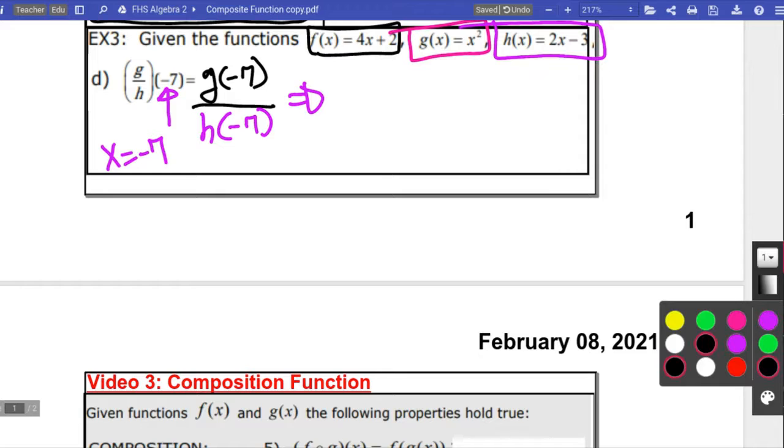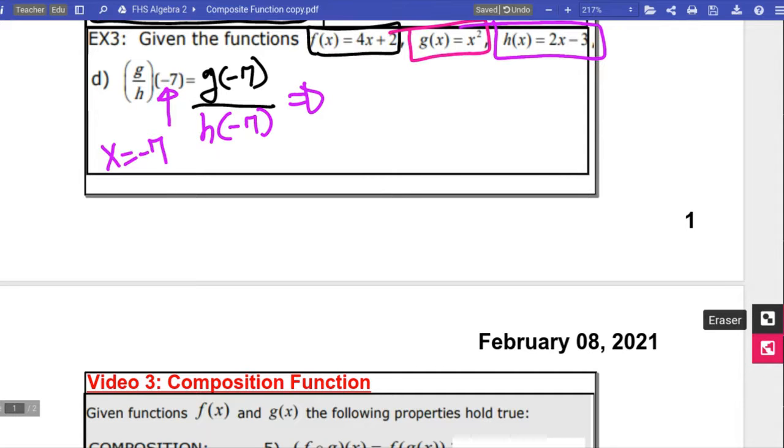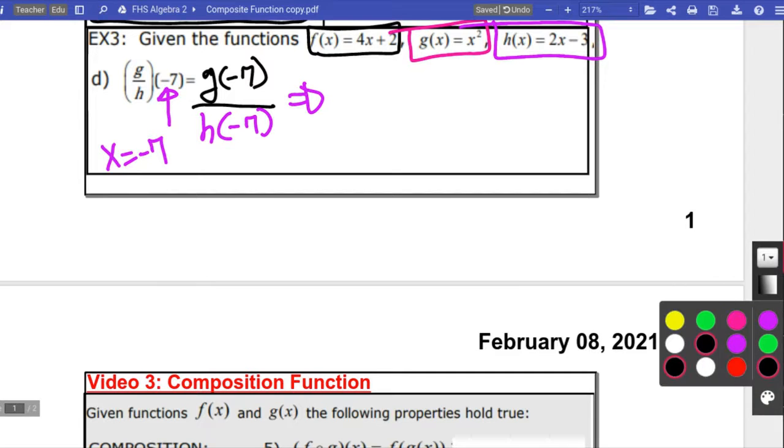Let's put that to work. g of negative 7 is actually, why am I writing that again? I have no idea why I wrote that again. We're just going to plug this stuff in. Which one is g? g is actually the middle one, this one. So negative 7 squared over, all right, the h one is this one right here, so parentheses negative 7 minus 3.